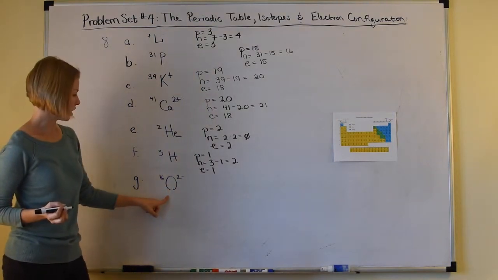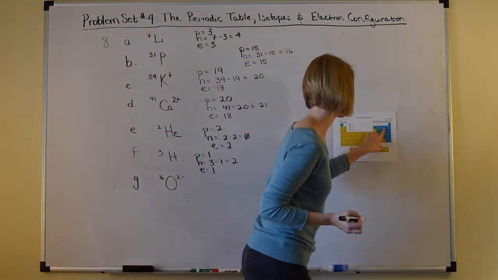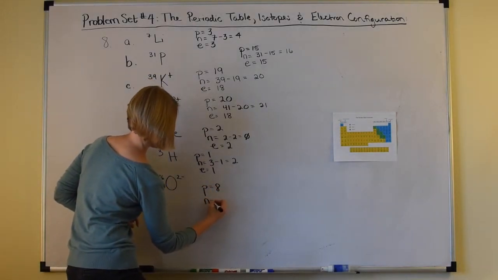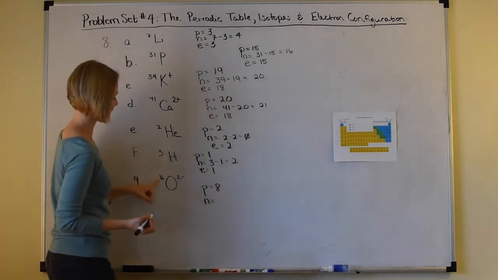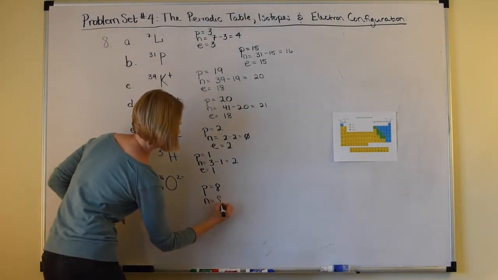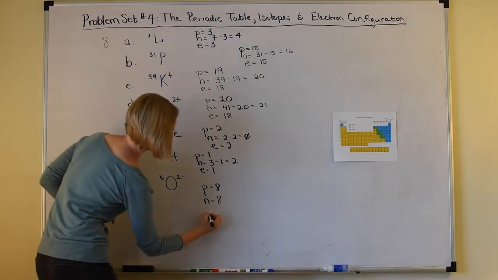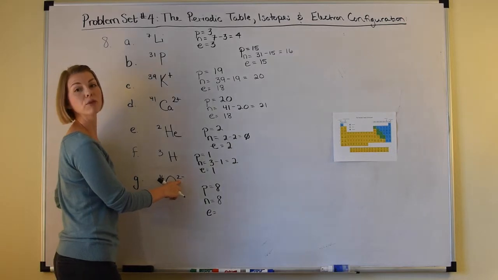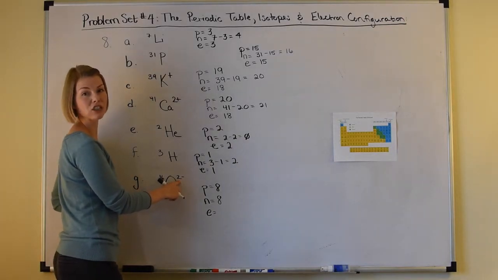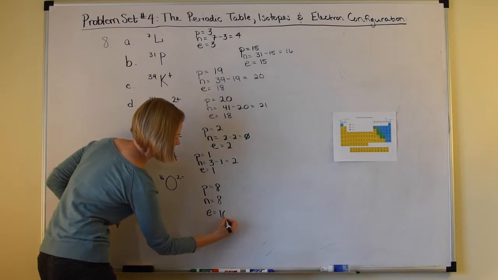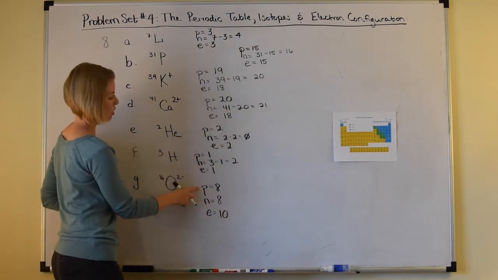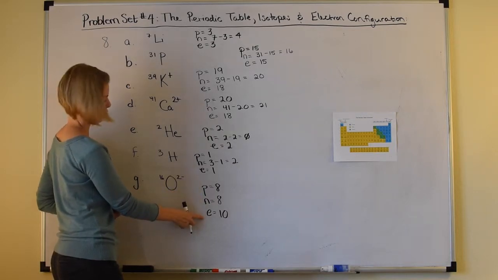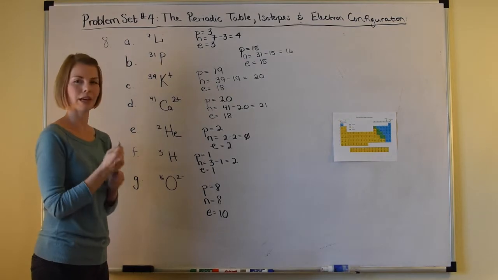All right, oxygen. Look up the atomic number. It is 8, so the number of protons is 8. The number of neutrons is going to be 16 minus 8, so 8. And the number of electrons is going to be 2 greater than the number of protons. We have gained 2 electrons, so 10 negatively charged particles and only 8 positively charged protons, so overall a 2 minus charge. Okay. Whew, that was a lot of work.